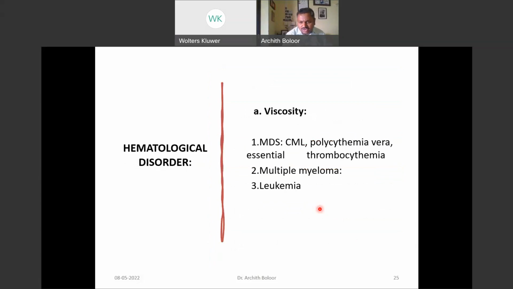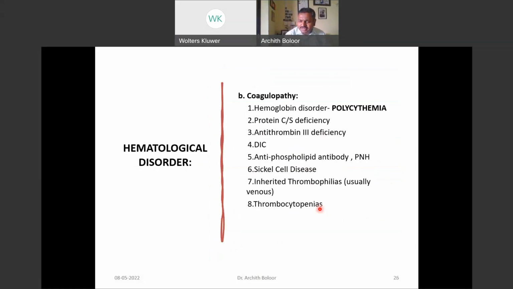Hyperviscous states, common ones like CML, myelomas, and leukemias, are also commonly associated with stroke. Polycythemia, be it primary or secondary, and the ones we discussed already, protein C, S deficiency, antithrombin 3 deficiency, DIC, antiphospholipid antibody syndromes, all of them can be associated with stroke. Thrombophilias are associated with both venous and arterial stroke. Thrombocytopenias are associated with hemorrhagic stroke.